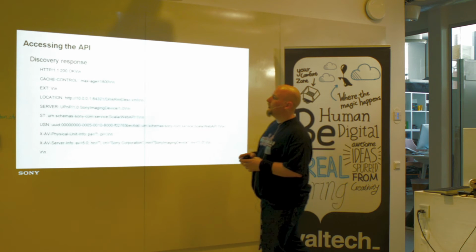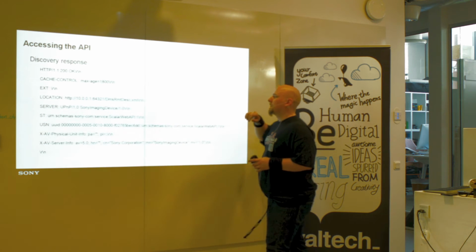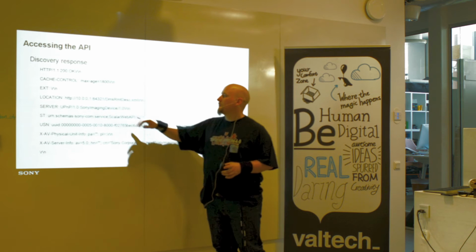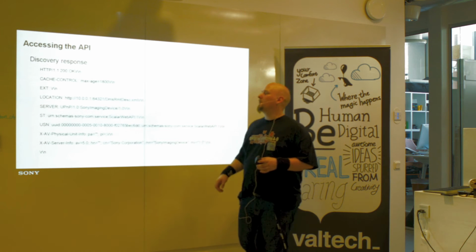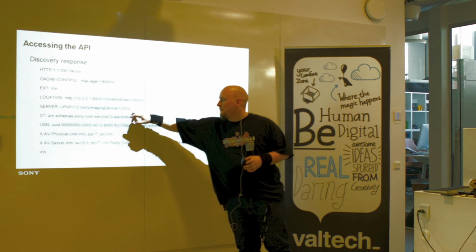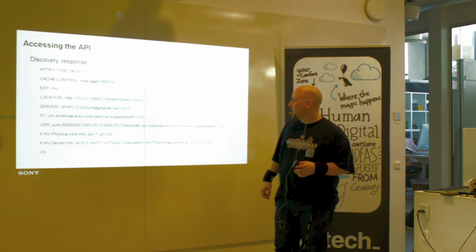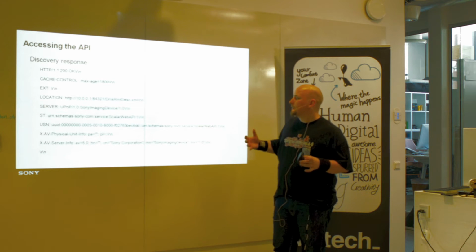And here is a response. As I said before, what's interesting here is the location parameter, because that tells us where we can find more information about where the description of the device is. Otherwise, we'll just get some more information about what type of device it is, but it doesn't really tell you where the API is.